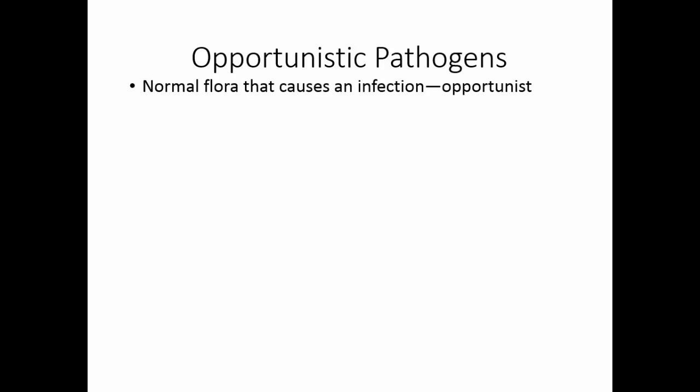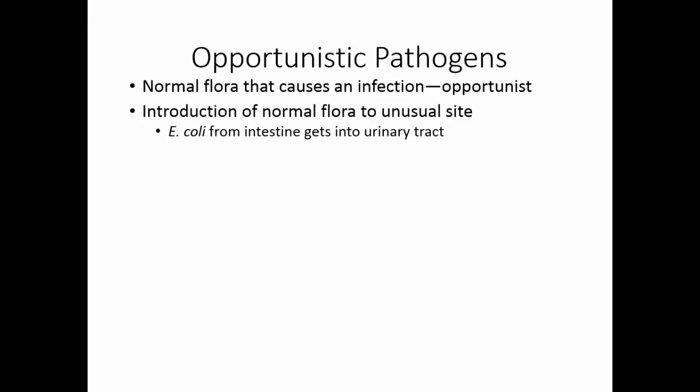Opportunistic pathogens are normal flora that can cause infection. When they do this, they're referred to as an opportunist. There are basically three ways that normal flora becomes opportunistic. One is if normal flora is introduced to an unusual site. For example, E. coli is perfectly normal in our intestine, but if it gets into the urinary tract, it causes a urinary tract infection. Any normal flora entering a sterile body cavity would cause infection.